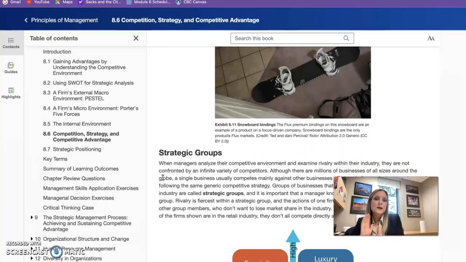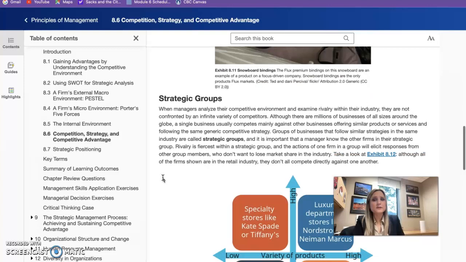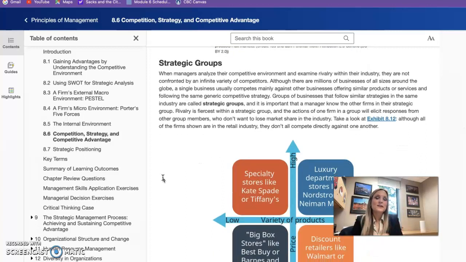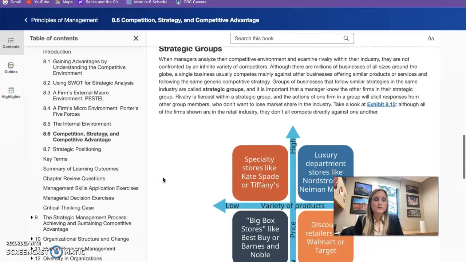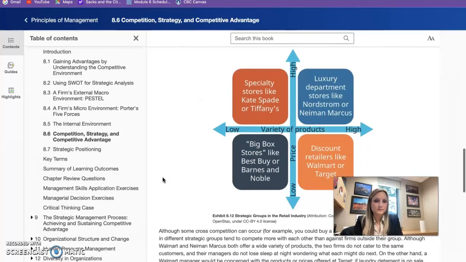Your book also talks about strategic groups. It's really important that a manager knows the other firms in their strategic group, meaning businesses that follow similar strategies in the same industry. Think about your rivals. Here's a good example, or visual, of different types of strategic groups.